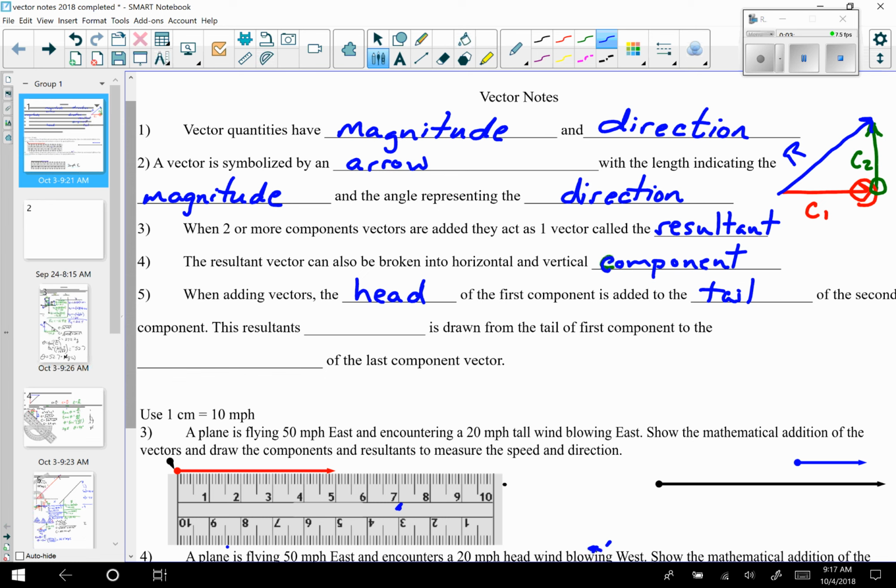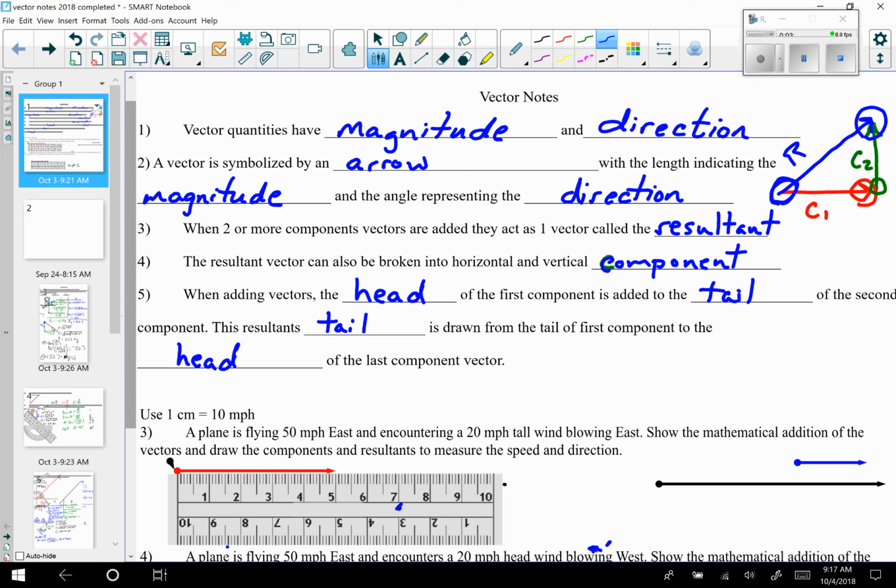And then when you draw the resultant's tail, so if you look at that blue line up here, you can see the resultant's tail is added to the tail of the first component, and it's connected to the head of the last component. So components always go head to tail, but resultants go tail to tail, head to head. Okay, so here's the two heads meeting up here. Here's the two tails meeting right there, and this is the resultant.